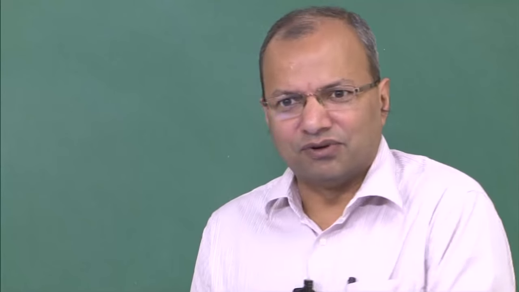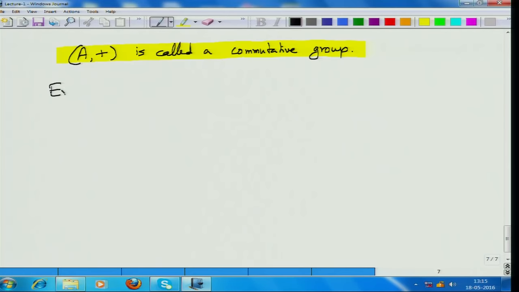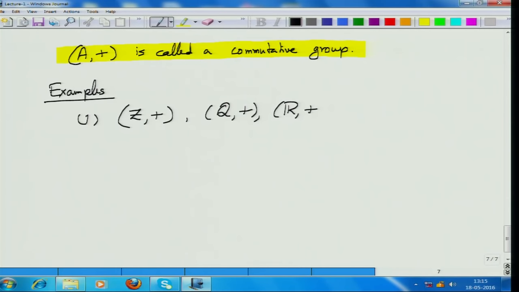Let me give you an example. Of course, the obvious examples of groups you already know. Integers with addition operation, that's a group. That's how we started actually. Not just integers, you can take rationals with addition, reals with addition, complex numbers with addition. These are all groups for obvious reasons, commutative groups that is.